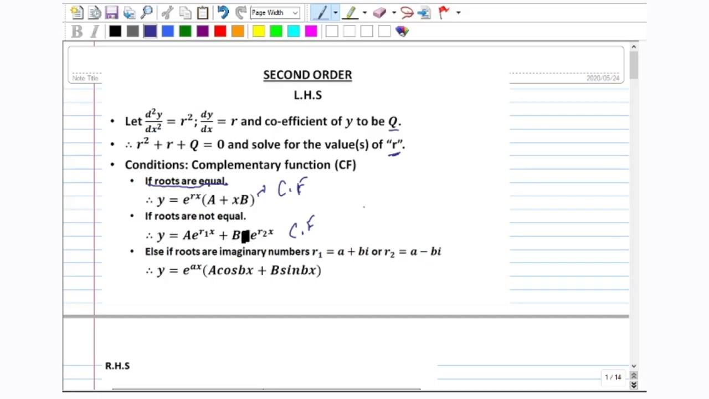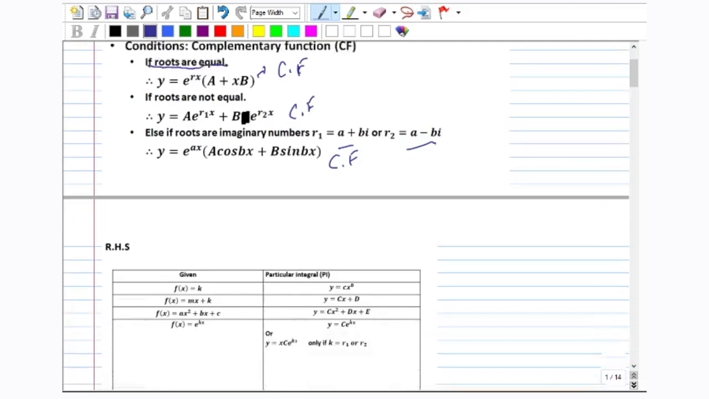Then there will be instances where, when you are calculating your r, you find that you are having complex numbers, like we are having here. Then your complementary function is going to be y equal to e to the exponent ax into a cos bx plus b sine bx. Okay, that's your left-hand side. Then we are going to go to the right-hand side.